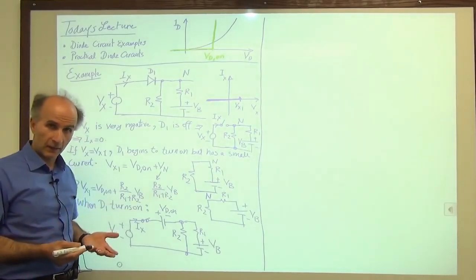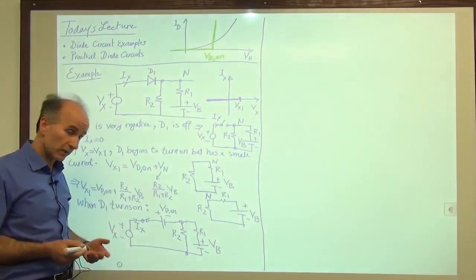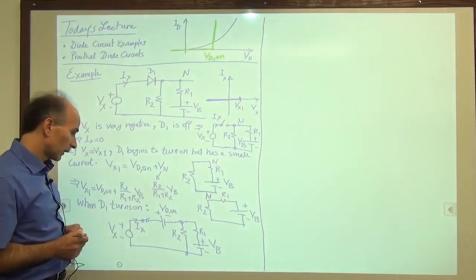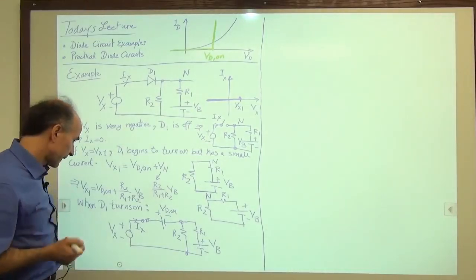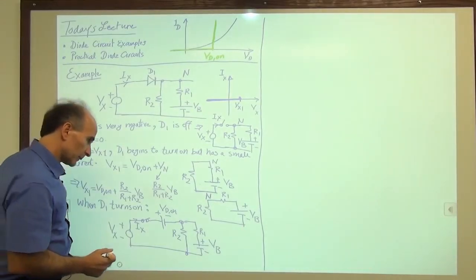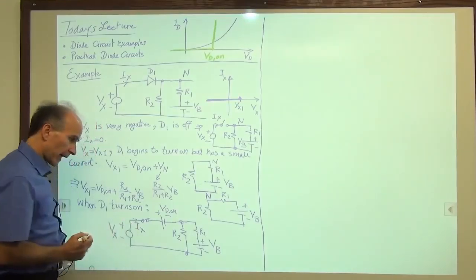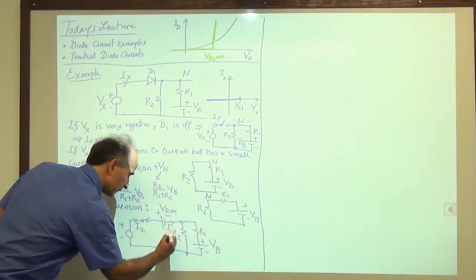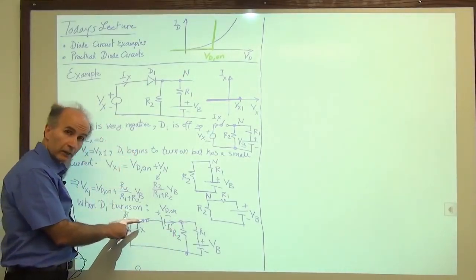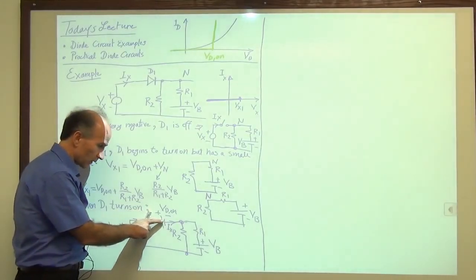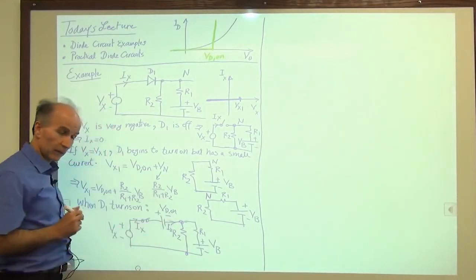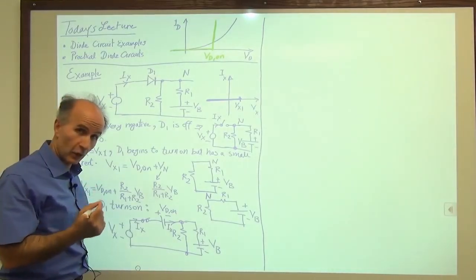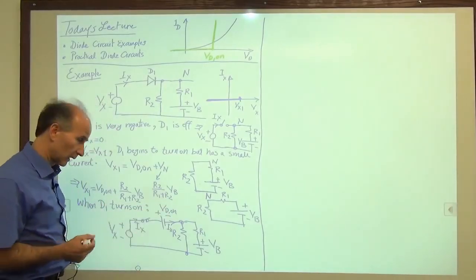You can write KVLs and KCLs directly. You can write nodal equations if you want. There are various approaches that we can use. What I would do is the following. I will say that if this current is IX, obviously this current is still IX, because the current cannot be lost anywhere. It's just flowing through these wires, flowing through the battery, coming out of the battery. So that's still IX. IX is the unknown. We're trying to find IX in terms of everything else.